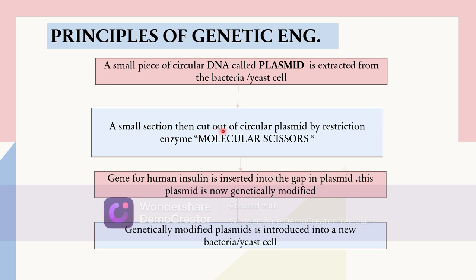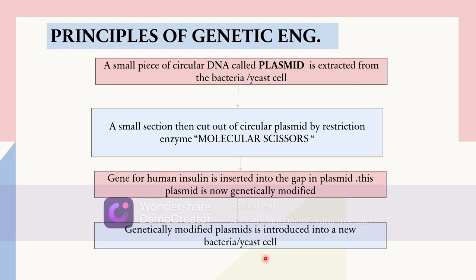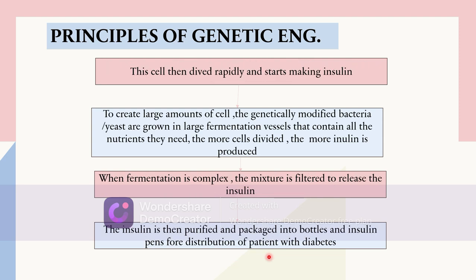A small section is then cut out of the circular plasmid by a restriction enzyme, a biological scissor or molecular scissor. Then the human insulin gene is inserted into the gap in the plasmid. This plasmid is now genetically modified, and then it will be introduced into the bacteriophage or yeast cell. I explained these things earlier also. This cell then divides rapidly and starts making insulin. Once insulin making starts, it will be added into large fermentation vessels to increase the growth of bacteria as well as the production of insulin.